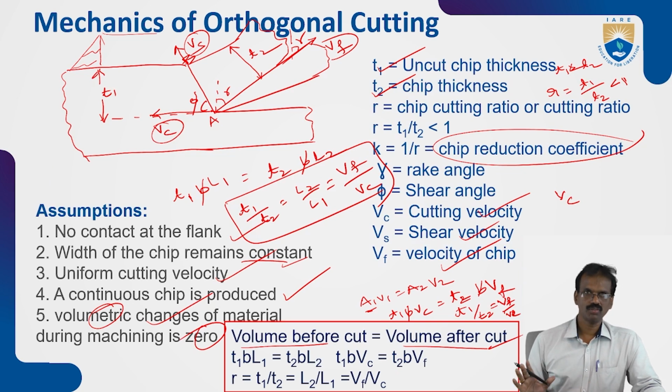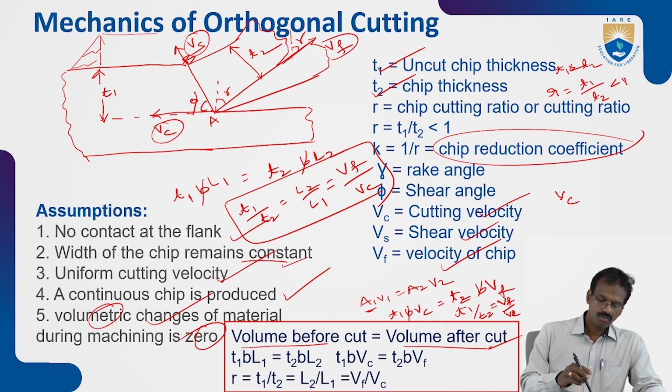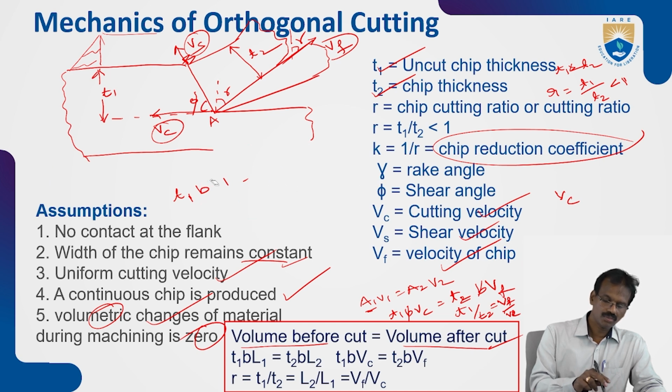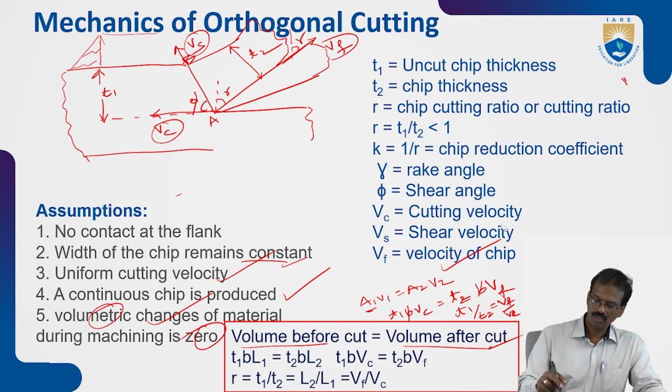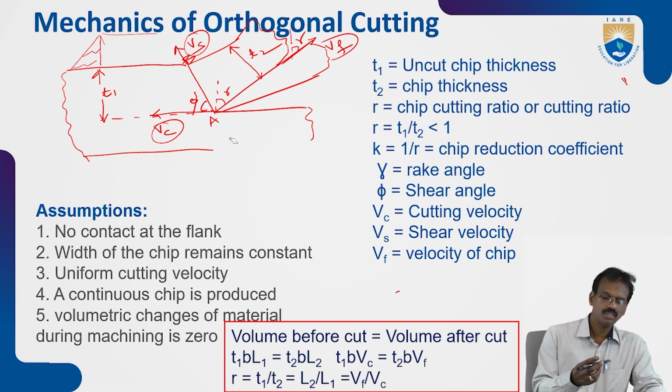By using this, you can solve the different numericals, and you can find out the uncut chip thickness, or the cutting velocity, or the length of the chip also. Now you will find the angles also. If you know the rake angle, that is the angle of the tool bit, that will be given. By using this rake angle, we can find out the shear angle. Finding the shear angle is very important. So here we'll see what the shear angle is.